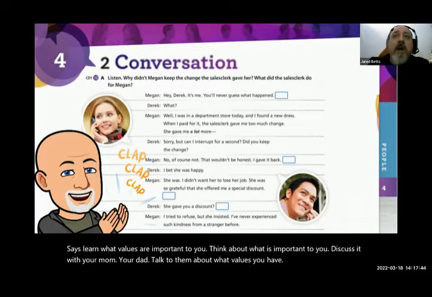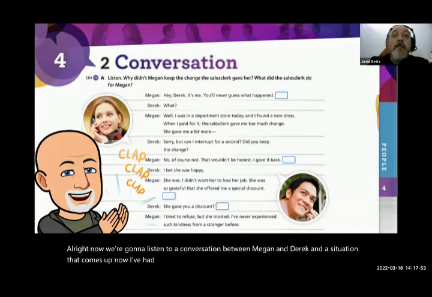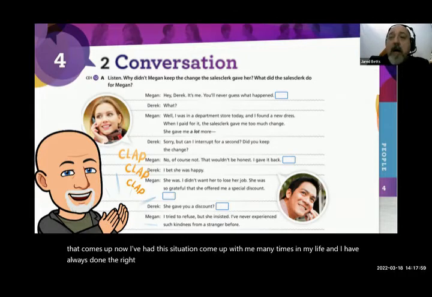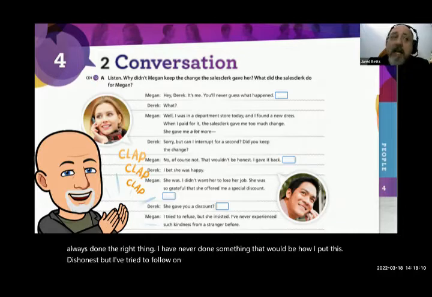All right, now we're going to listen to a conversation between Megan and Derek and a situation that comes up. I've had this situation come up with me many times in my life, and I have always done the right thing. I have never done something that would be, how do I put this, dishonest, but I've tried to follow an honesty policy. So now let's take a listen and see what you think about this conversation.